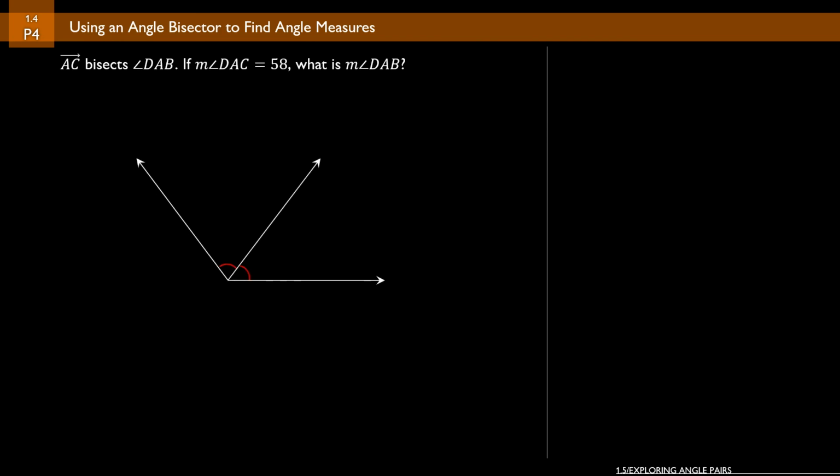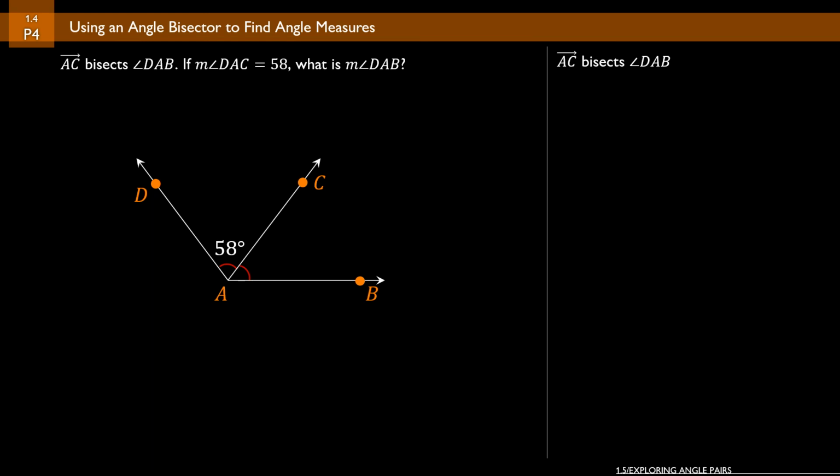In this problem, we're given that ray AC bisects angle DAB. If the measure of angle DAC equals 58, what is the measure of angle DAB? So measure DAC is half of the angle. Measure DAB is the full angle that we're looking for. So our given piece of information is that ray AC bisects angle DAB.